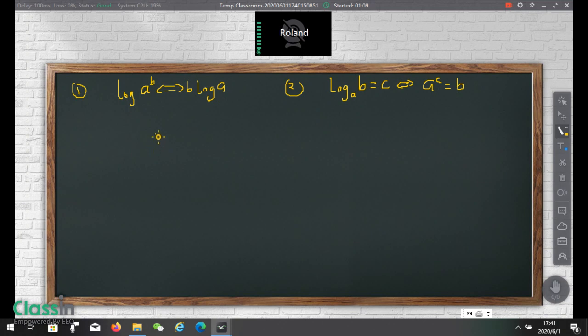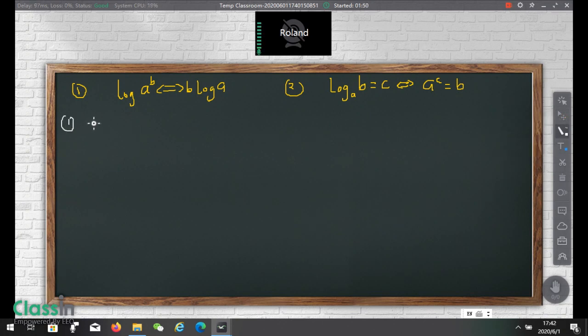Now, for logarithm, if the base is not written, it means it's in base 10. For example, if I write log 8, this simply means log to the base 10 of 8. If I write log of x, it simply means log to the base 10 of x. With the exception of base 10, the base must be stated. So if I write log 3 and the base is not 10, I need to write the base. If it's 3, I must write 3. All right, so let's see how we can apply these laws.